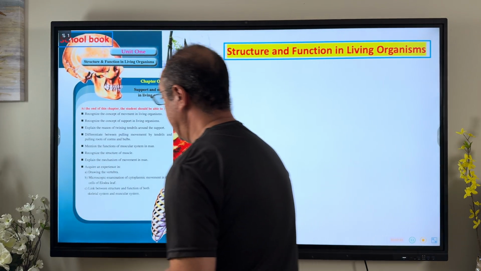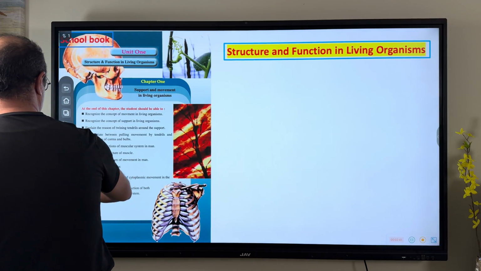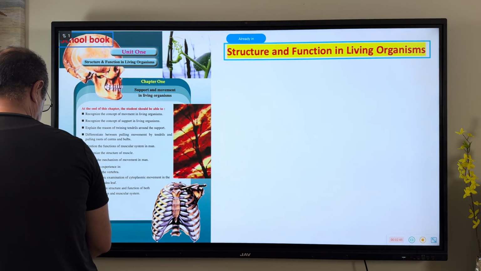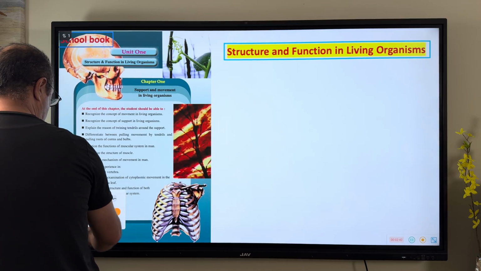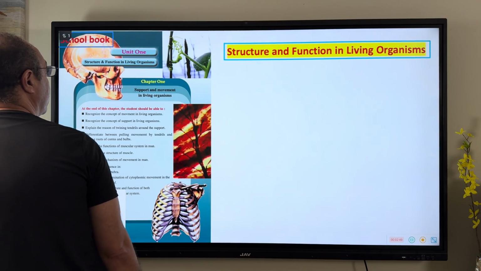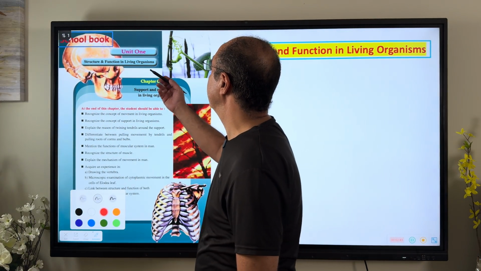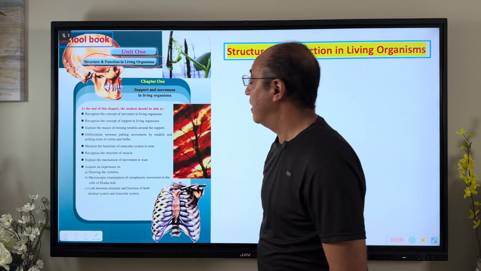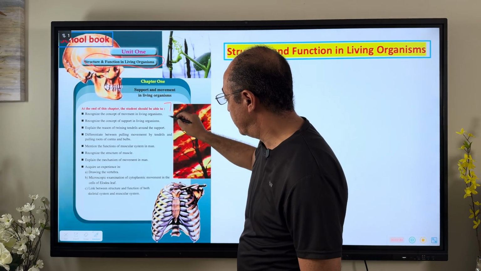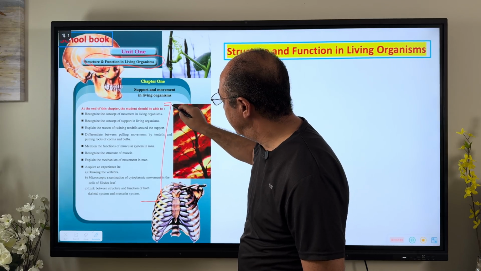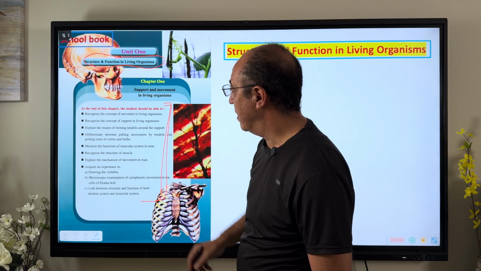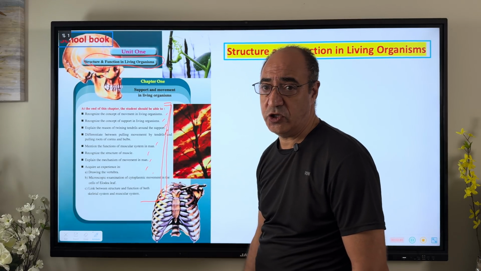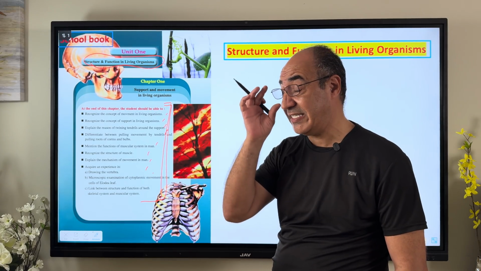Okay, so let's begin. Bismillah ar-Rahman ar-Rahim. All right, so we'll focus on the very first unit. The very first unit will deal with the structure and function in living organisms. And your textbook wants you to understand certain key knowledge in that area. It's divided into many little subtitles. We'll go over each one of those as we go through the lesson.